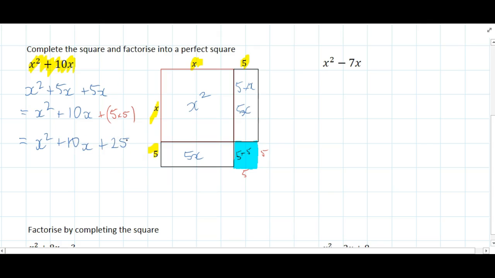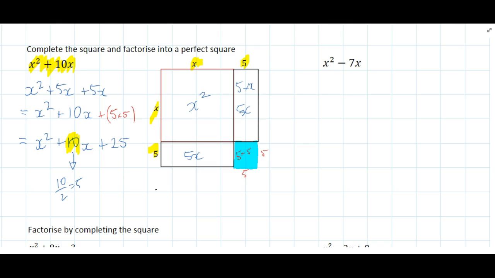You might notice that in the original example we had 10x. To get the 5 times 5, you have to divide that by 2, because there are 2 areas. So 10 divided by 2 is 5, because we've got 2 equal sides of x plus 5. Look, it can be a tricky process when we get down to actually factorising.